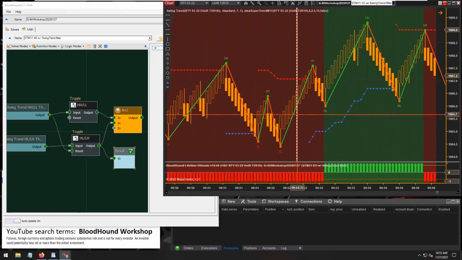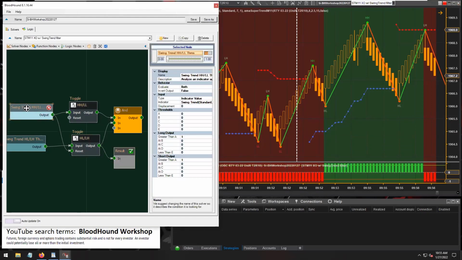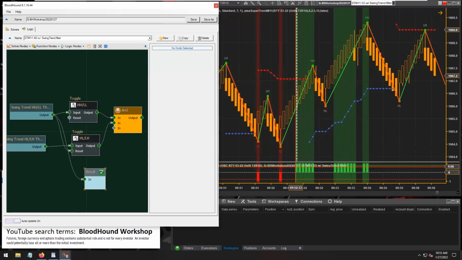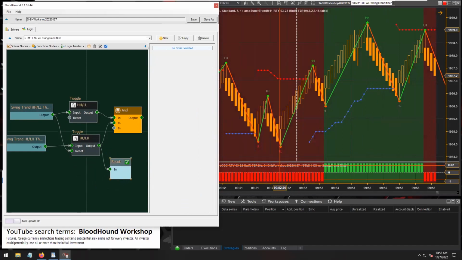So we can see it's right. This toggle node has a short output, and our higher high, lower low solver, what's it generating? It's generating a long output, right? So that's opposite of what the toggle node is set to. The toggle node is set to short output right now.